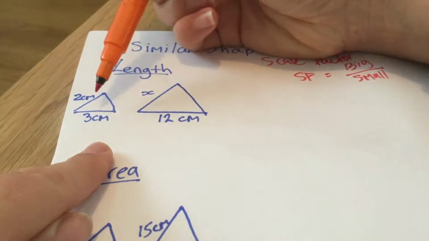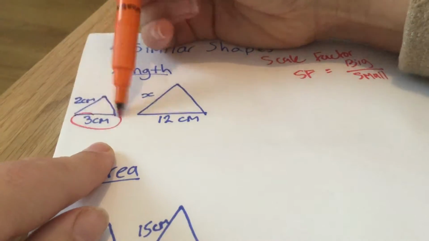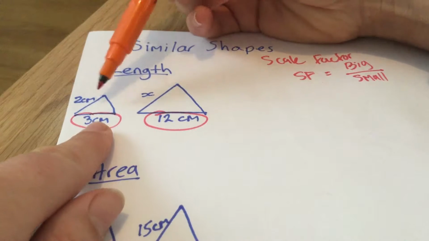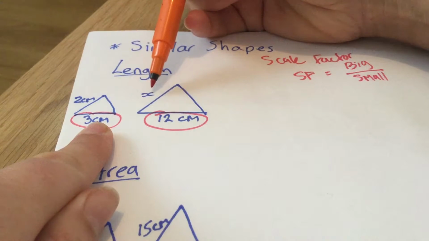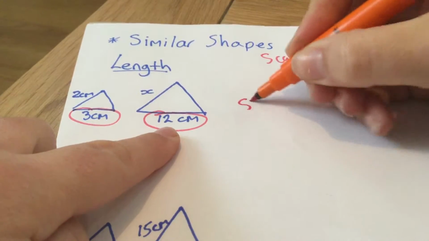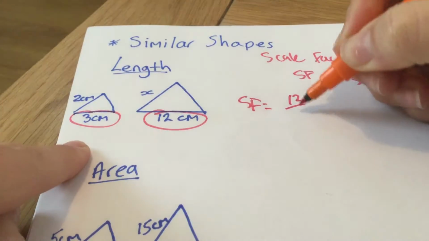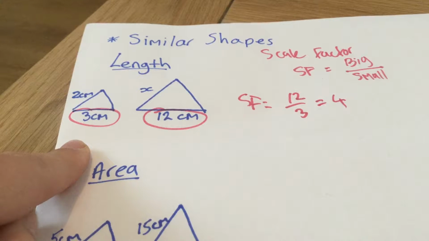So in this case, I can see I've been told this is a similar shape, so these triangles are similar. I need to identify the lengths where I've been given both pieces of information. I can't use these lengths because whilst I know that's 2, I have no idea what X is. But I know this is 3 and I know that's 12. So that's what I use to find my scale factor. It's going to be the 12 divided by the 3. So in this case, my scale factor is 4.